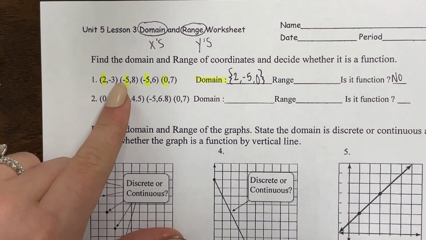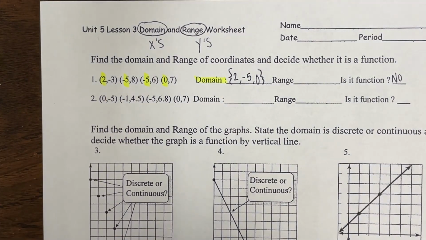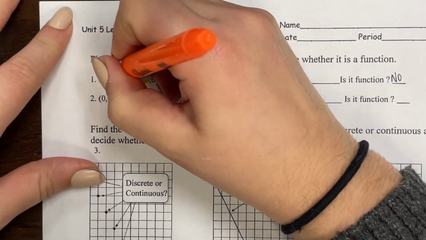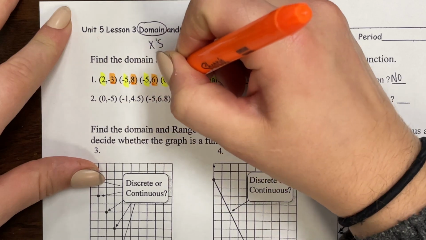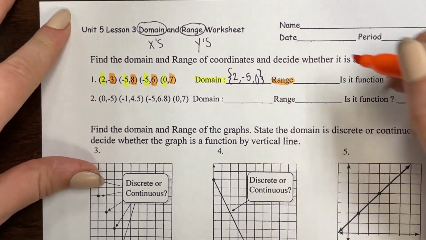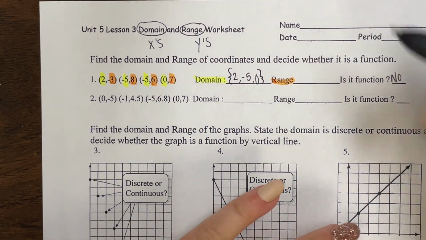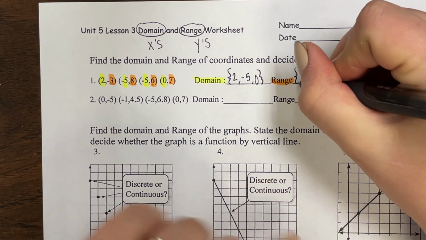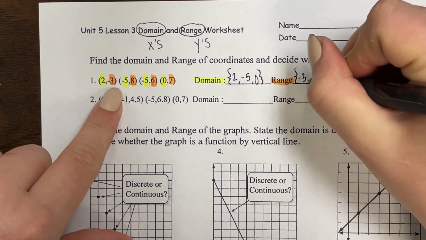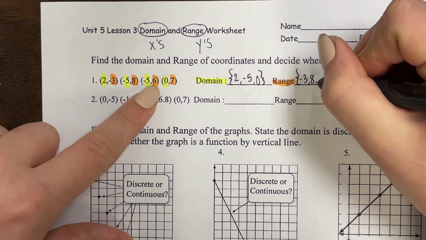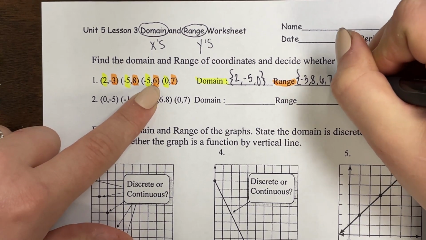So then we have our range. I'm going to highlight those in orange. And we will list those out. So -3, 8, 6, 7.